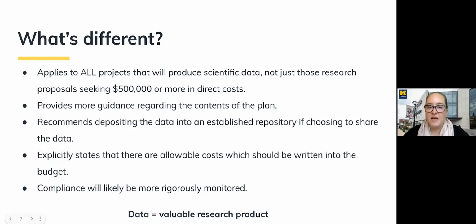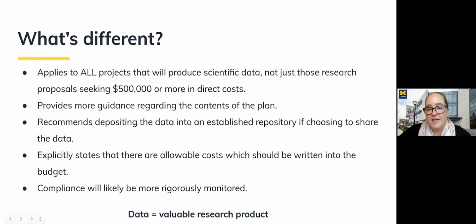The new policy provides a lot more guidance regarding the contents of a plan, as we just saw when we looked at the elements of a data management and sharing plan. The old policy from 2003 simply states that researchers are, quote, expected to include a plan for data sharing or state why data sharing is not possible, end quote. So that really left a lot open to interpretation. Additionally, the new policy recommends depositing the data into an established repository if choosing to share the data, whereas the previous policy didn't mention anything about the method of sharing. And another notable difference is that the new policy explicitly states that there are allowable costs which should be written into the budget. This wasn't the case with the previous policy, where nothing was mentioned regarding the budget.